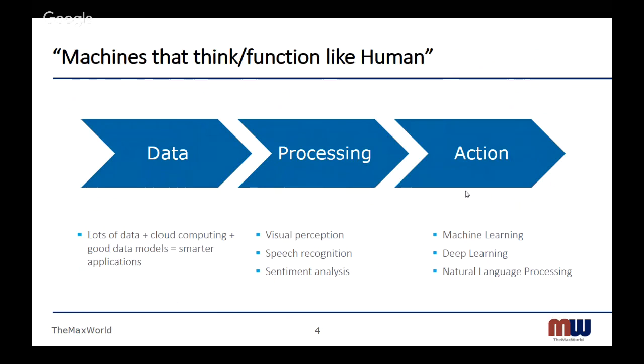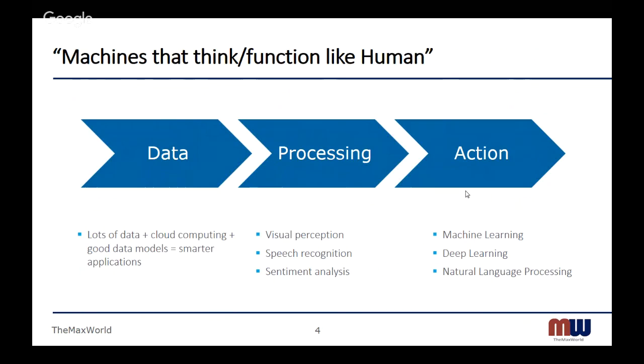While early progress was on the slower side, recently there has been much progress. If I try to simplify what artificial intelligence means, I think there are three pieces. First, it's all about data.